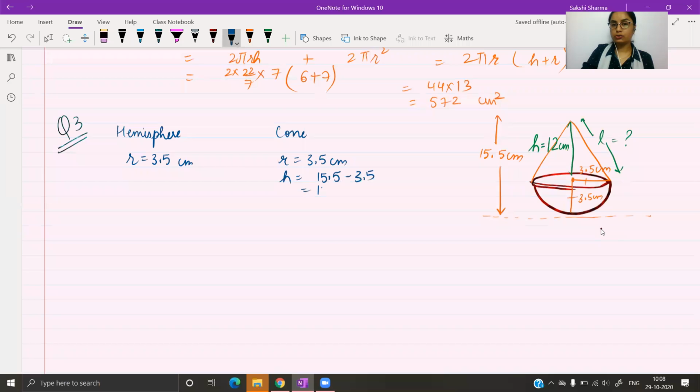Now I'm writing it in short. If you want, you can write it this way directly, that there is a hemispherical part, what are its parameters, and we have a conical section, what are the parameters for it. Radius is given to us. Height we have observed, total height minus the height of the lower part, and then we need the slant height. This will be given by the square root of h square plus r square. Calculate and tell me what the answer is.